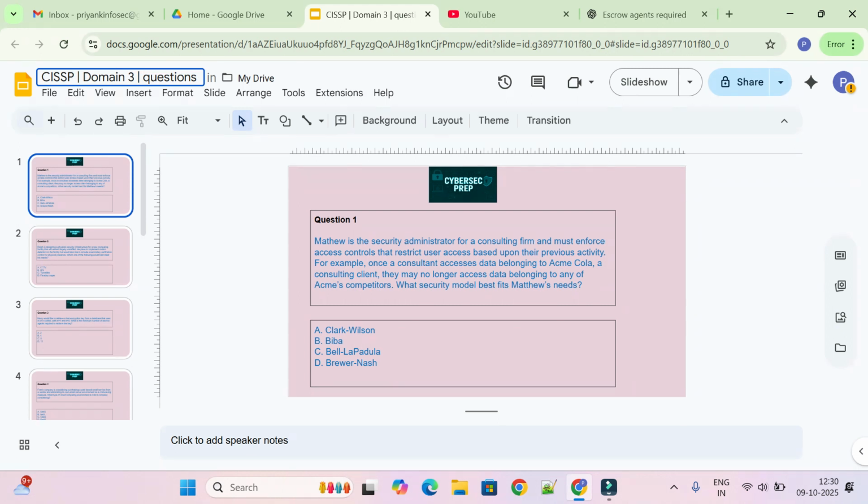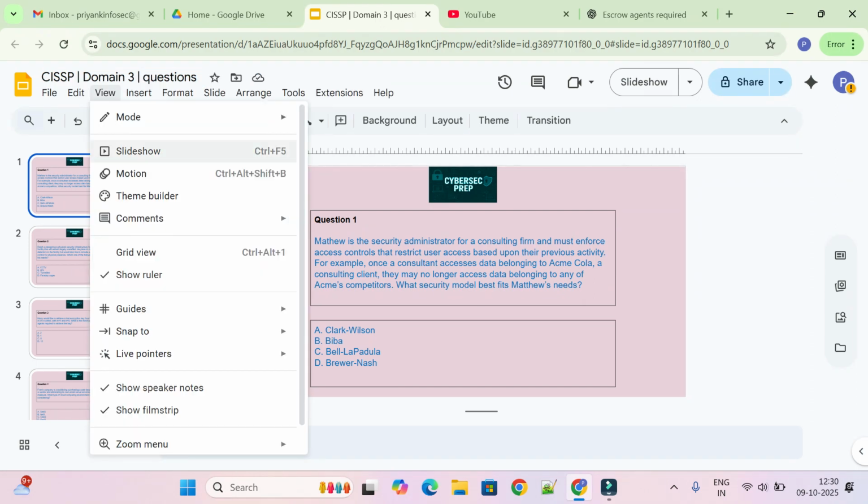Domain 3 is your Security Architecture and Engineering from the CISSP. So let us go ahead and discuss the questions quickly.